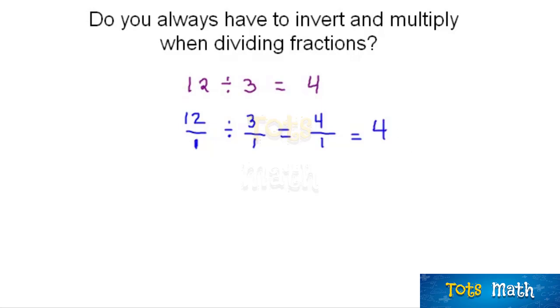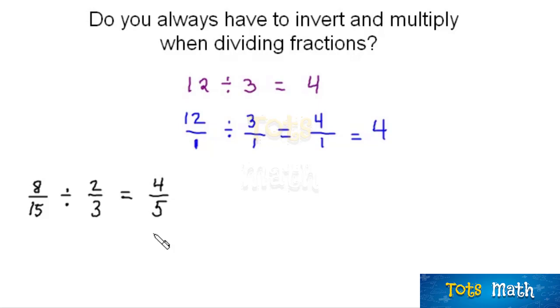Let's try this with another kind of fraction. The problem is 8/15 divided by 2/3. So this is asking how many 2/3 are in the fraction 8/15. Well, 8 is a multiple of 2, and 15 is a multiple of 3. So we can just divide directly. 8 divided by 2 is 4, and 15 divided by 3 is 5. So the answer is 4/5.